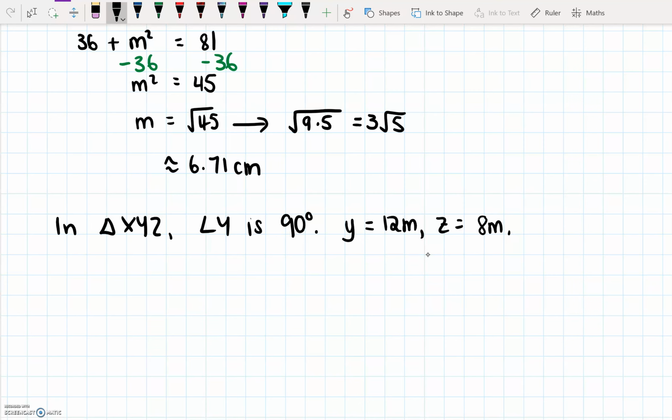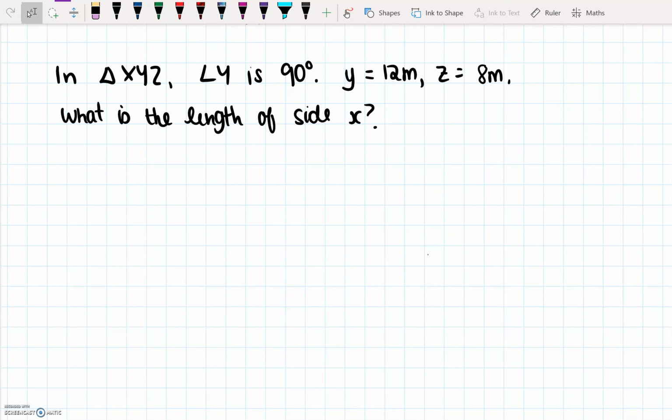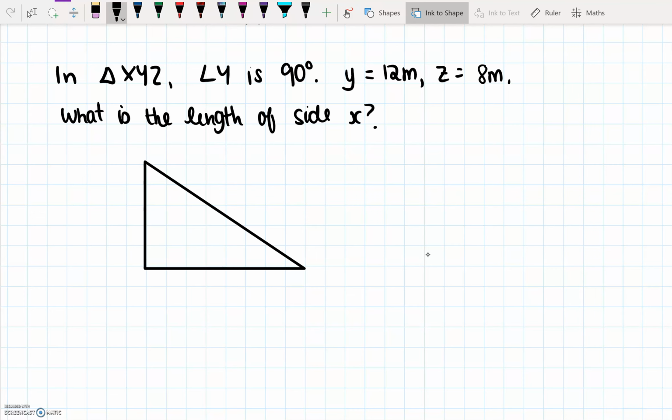So now we want to find x. What is the length of side x? Okay, now in this case, we need to start by drawing the triangle. Sometimes we give you the info, but we don't actually give you the triangle. So we need to draw that first. Now you know that we have a right angled triangle no matter what. So just draw a right angled triangle. Any right angled triangle will do.